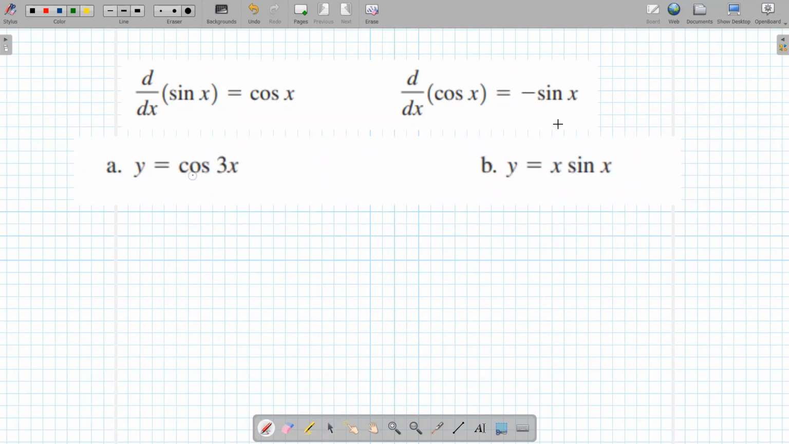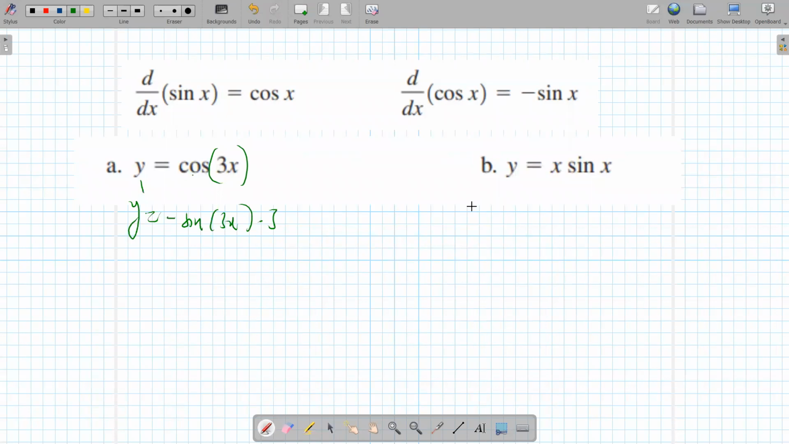We know the derivative of cos is negative sine. You just treat this as a bracket. The derivative of cos is negative sine, so it's going to be negative sine of 3x. What's the derivative of the bracket? 3. There you go. That's the chain rule component, and that's it for this question.